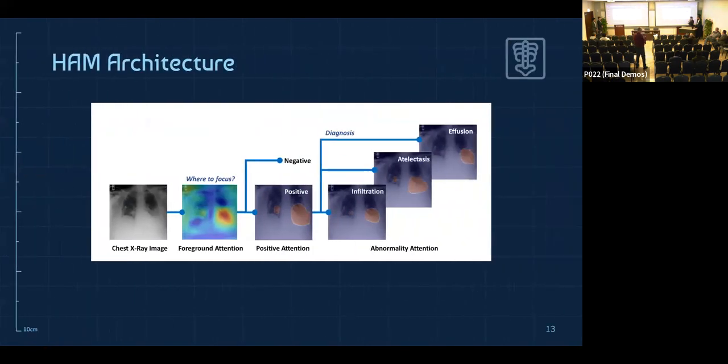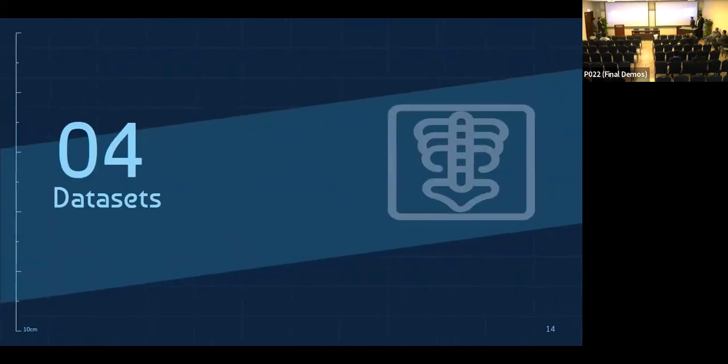So that's a brief overview of what the HAM architecture looks like. It begins with excluding the negative images from the dataset, and then goes through two stages to localize and classify the abnormality or the pathology in the image.